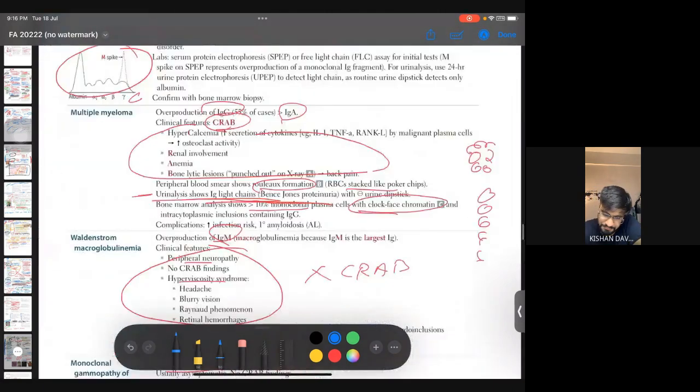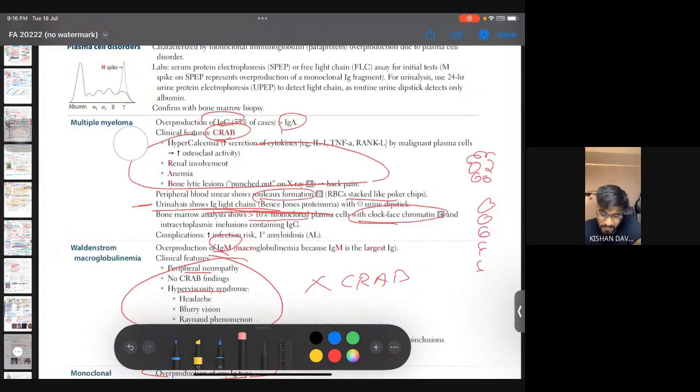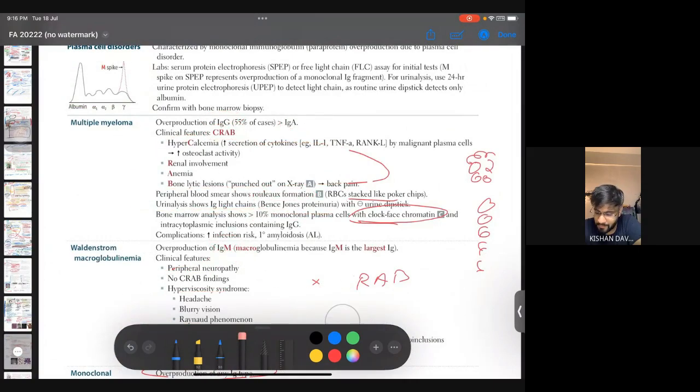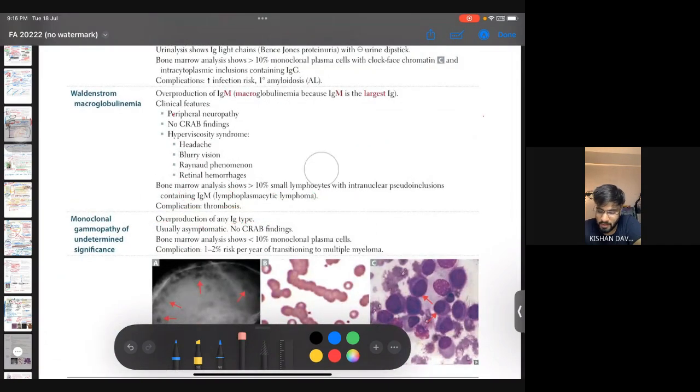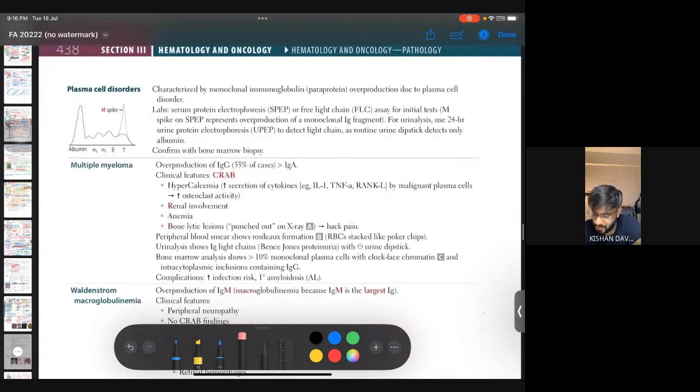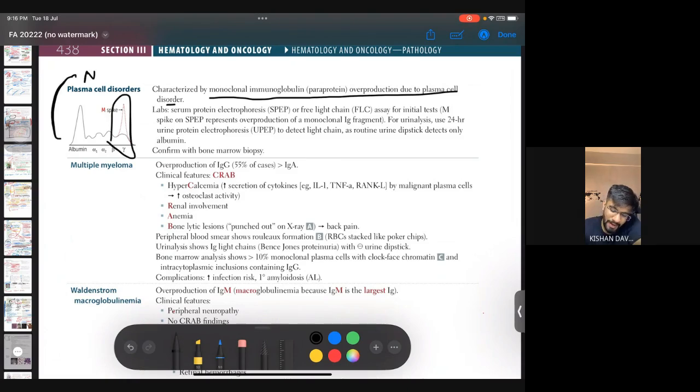Alright, moving ahead. Plasma cell disorders. Another high yield topic here is that they will be asking you to distinguish between multiple myeloma and Waldenstrom macroglobulinemia. So let's see what is the difference here and what all you need to keep in mind. Plasma cell disorders are characterized by monoclonal immunoglobulin overproduction due to plasma cell disorder. So this is the M spike, and in one of the NBME you had this question. Very first question of the NBME was this. So make sure you know this.